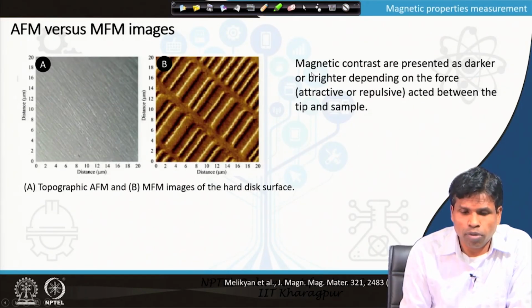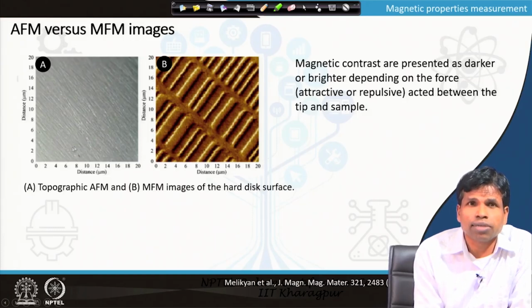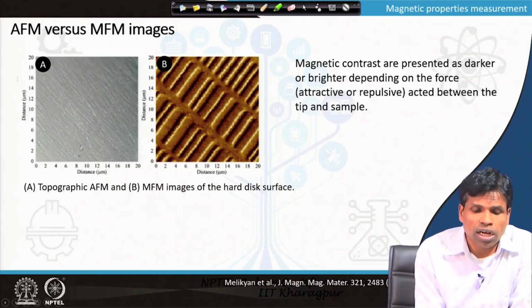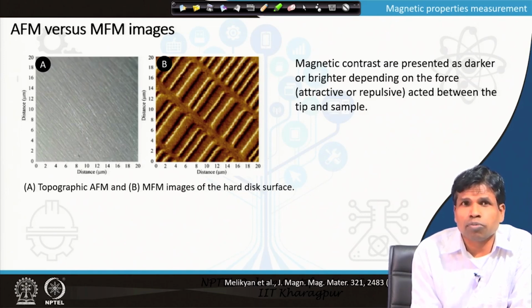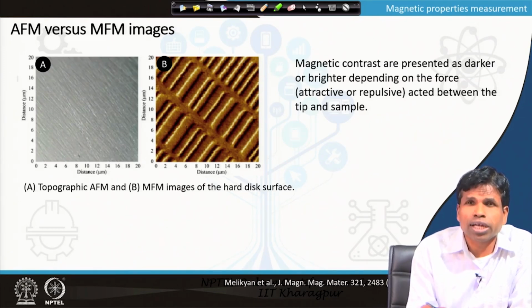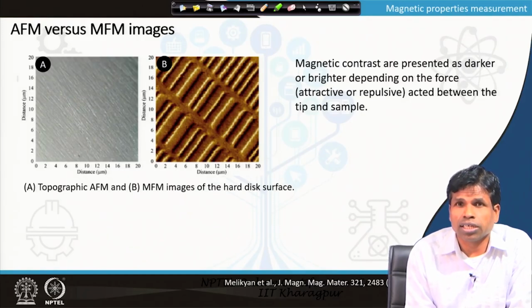So, this is an example of an MFM image. As you see on the left side, it is a magnetic hard disk. The contrast difference is almost the same, but on the right side image, of the same sample, you see a specific pattern of features. These are magnetic bits, and we can see the brightness and darkness contrast.